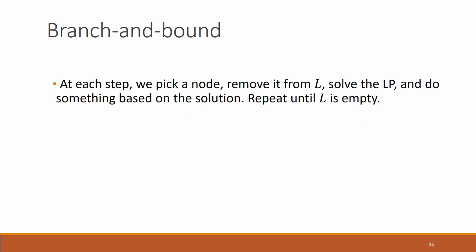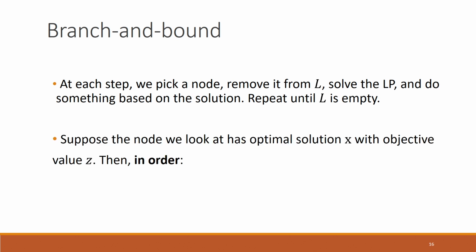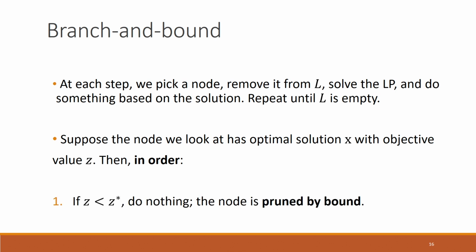In each step of branch and bound, we pick a node, that is, we solve a linear program, remove it from the set L, and do something based on the solution that we observe, and we repeat this until L is empty. Suppose a node we look at has optimal solution x with objective function value z. Then there are several cases that can happen. We have solved a linear program at a particular iteration of branch and bound, and there are some possibilities. We will check them in this particular order.